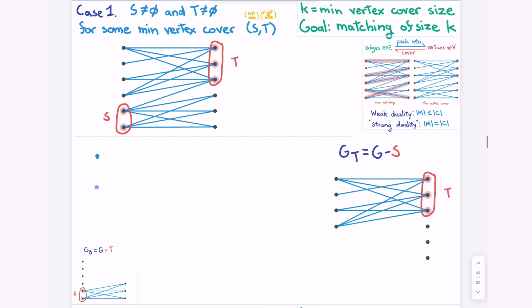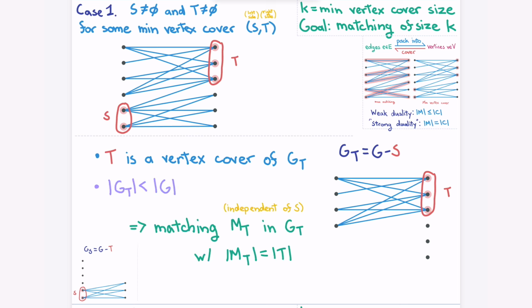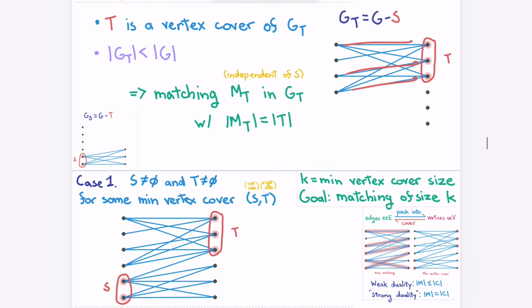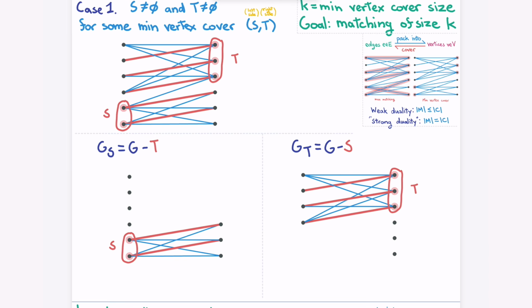And we can, of course, do the same on the opposite side. T again will be a vertex cover. This is just completely symmetric. And so you're going to get a matching that matches this cover. So in a case like this, you can decompose it and then put it back together.